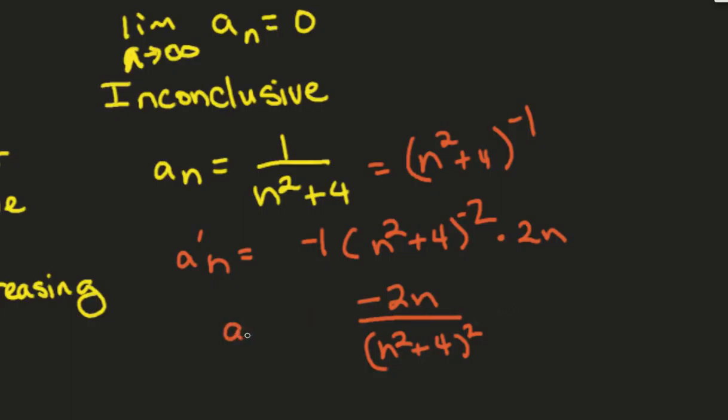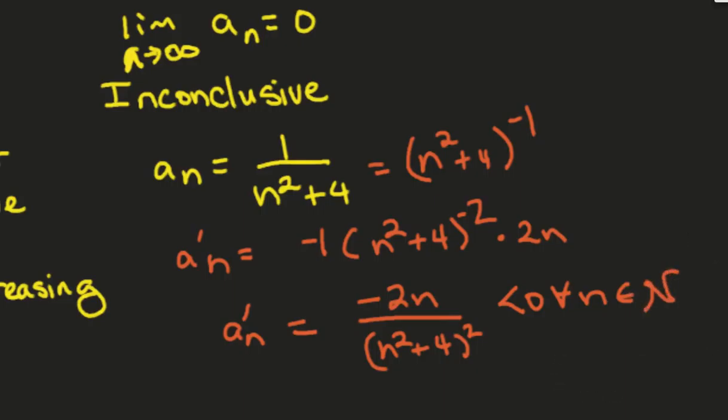So can I say that this is less than 0 for all n? Yes, because what is the domain of n? What are we plugging in? 1 to infinity. Good, the natural numbers. So less than 0 for all n that's an element of the natural numbers.